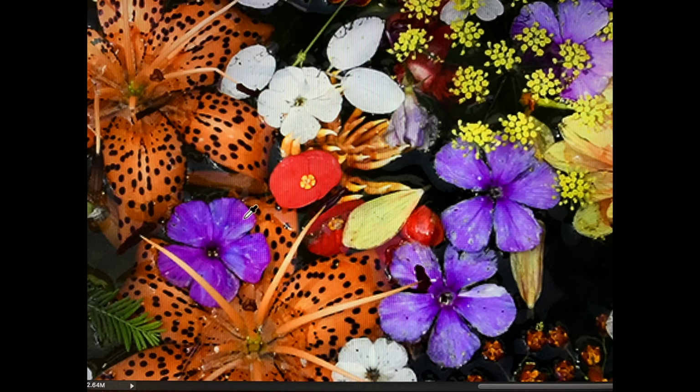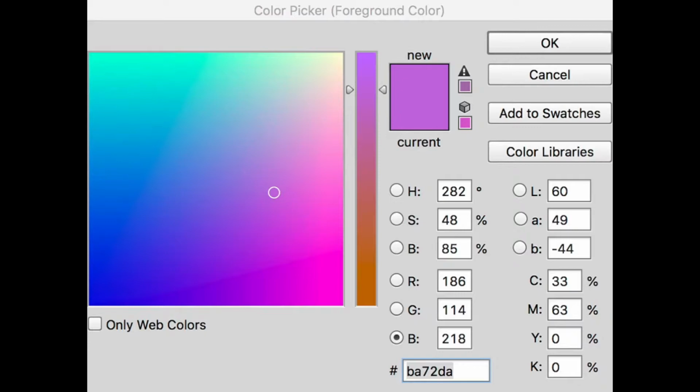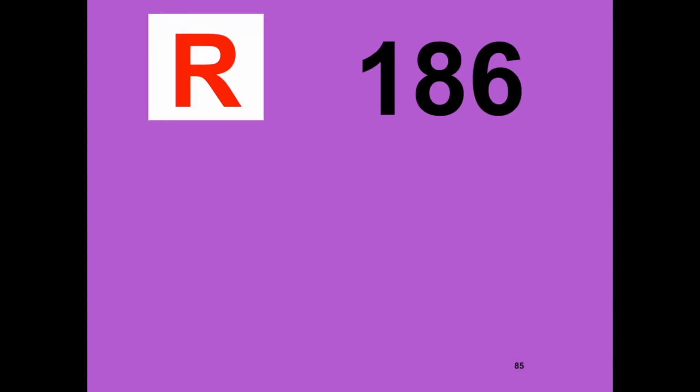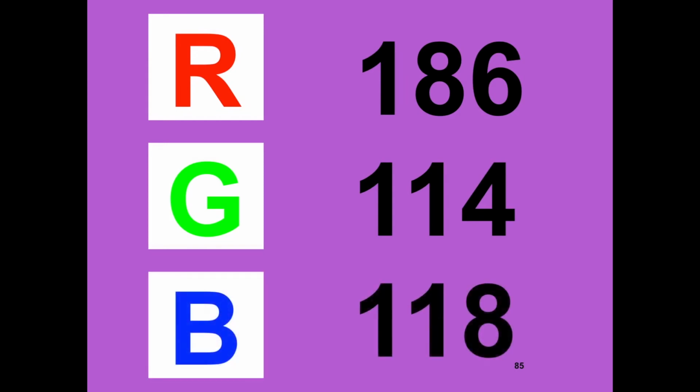Let's look at this purple flower. We see the eyedropper sampler tool. The color picker appears. The color picker shows that the purple color we sampled is composed of 186 red, 114 green, and 118 blue.